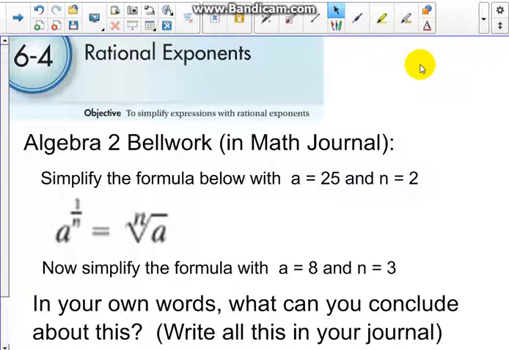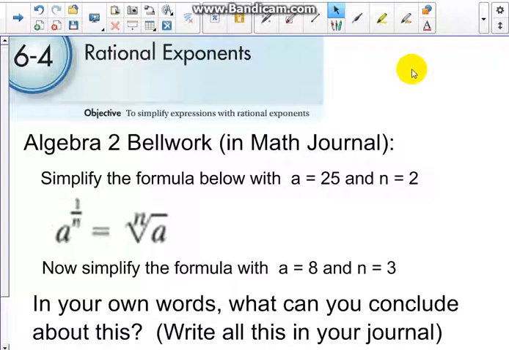Simplify the formula below with a equal 25 and n equal 2. So our formula is a to the power of 1 over n equals the nth root of a. So simplify that by plugging in the numbers. Do that in your math journals.